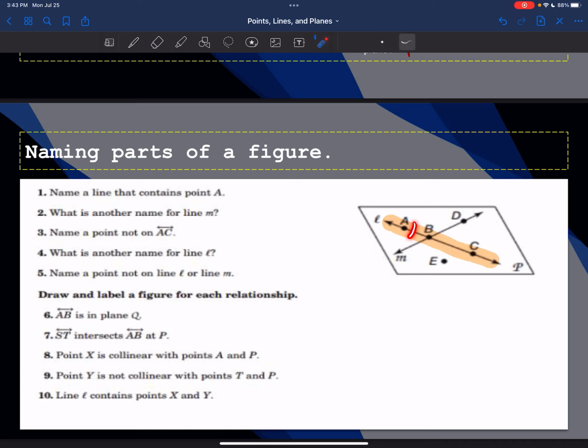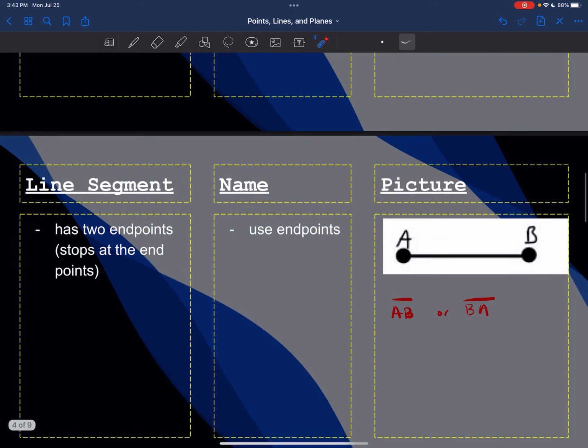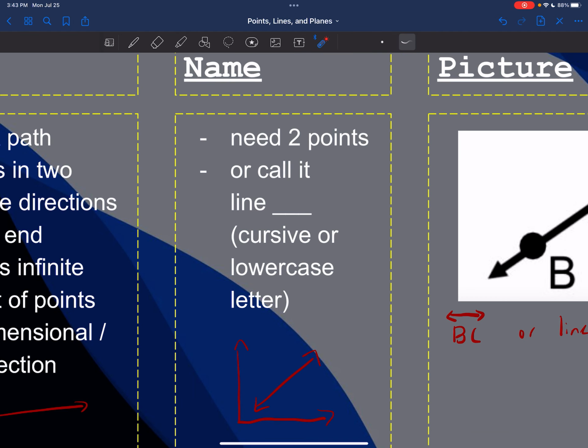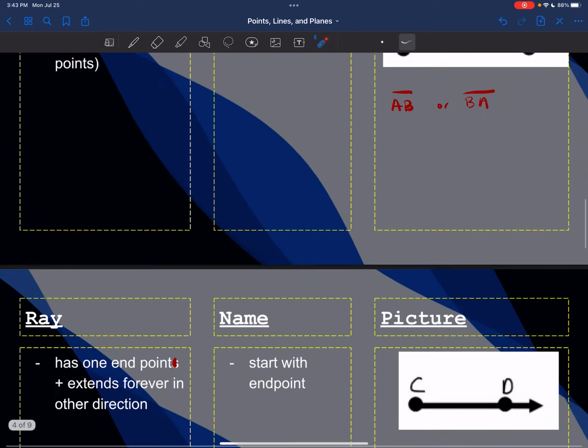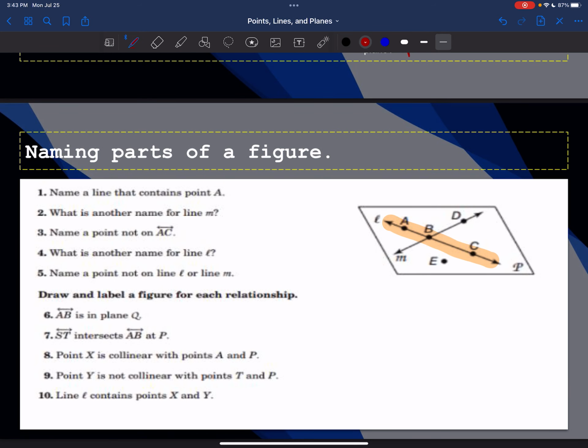in this line. So point A is in this line. So how do I name this? There's so many ways that I can name it. Okay, let's go back and take a look at how we name a line. Well, we need 2 points, or we can call it by that cursive or lowercase letter, right? So going back, we need at least 2 points. You can take 2 points from this line. We can call it AB.